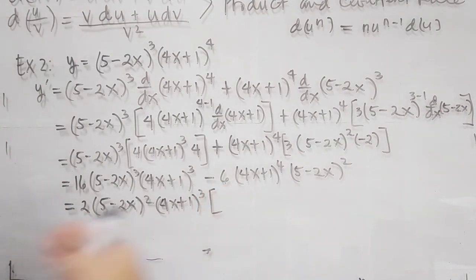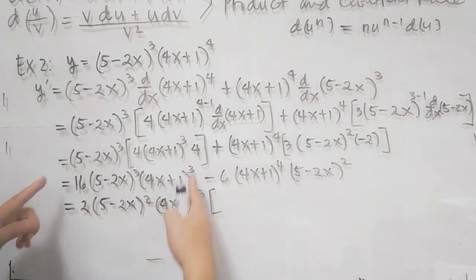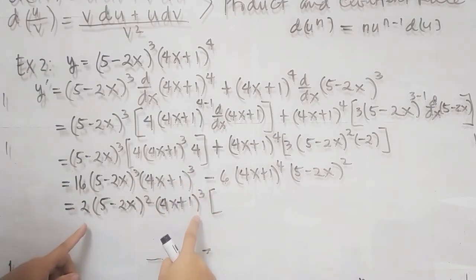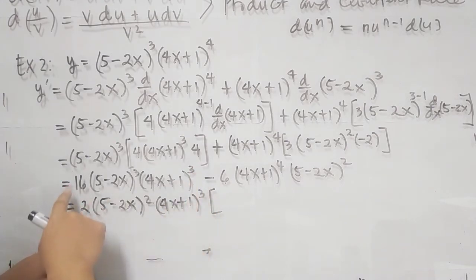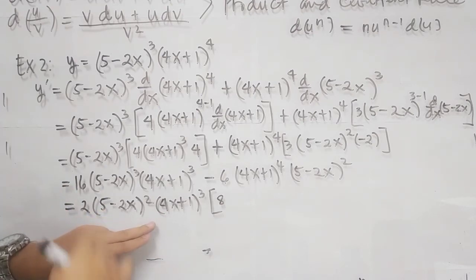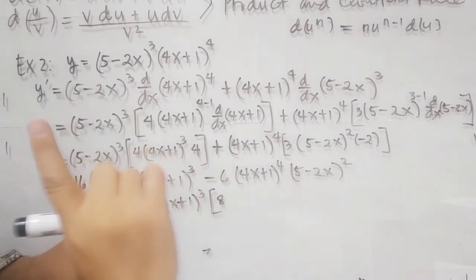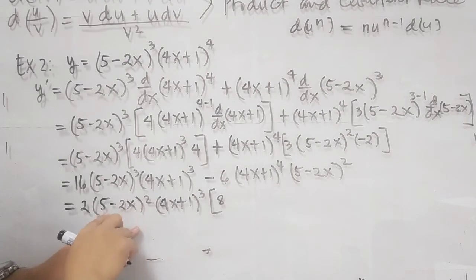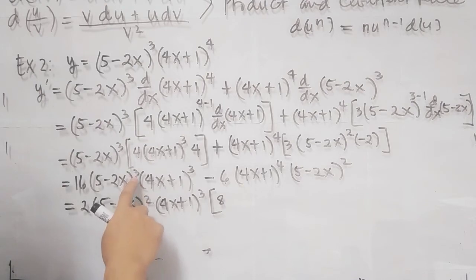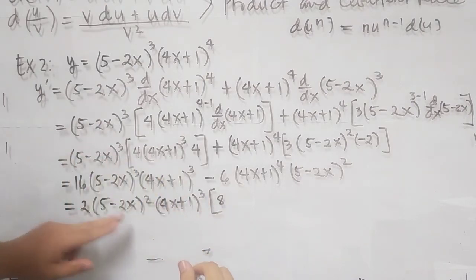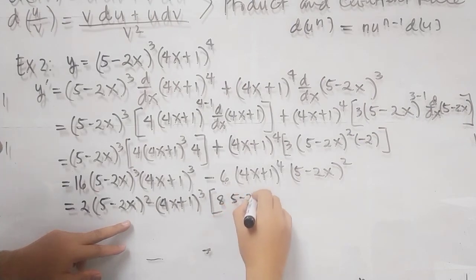Okay, the next thing that we do after we identify the common factor is to divide this group by the common factor, which is 16 divided by 2, that is 8. So when I multiply 2 times 8, that is equivalent to 16. And then, notice this one, 5 minus 2x raised to 3, and this one, 5 minus 2x raised to 2. So you have one more factor of 5 minus 2x to make it 3. So we write here 5 minus 2x.